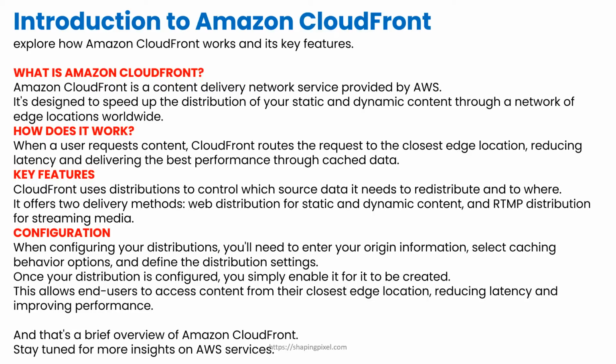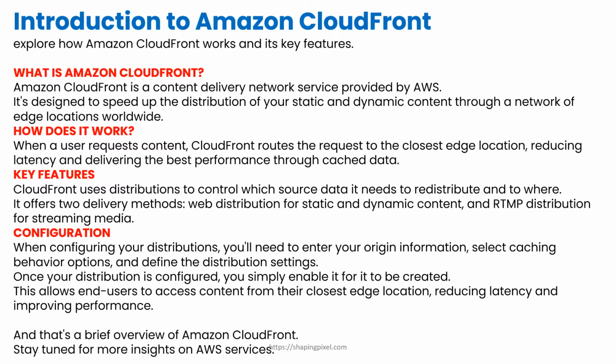So let's try to explore how Amazon CloudFront works and its key features. Amazon CloudFront is a content delivery network service provided by AWS. It's designed to speed up the distribution of your static and dynamic content through a network of edge locations worldwide. When a user requests content, CloudFront routes the request to the closest edge location, reducing latency and delivering the best performance through cached data. CloudFront uses distributions to control which source data it needs to redistribute and to where.